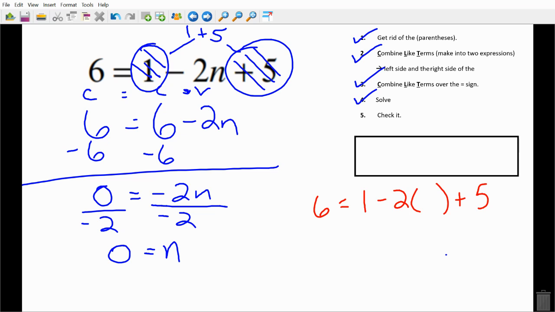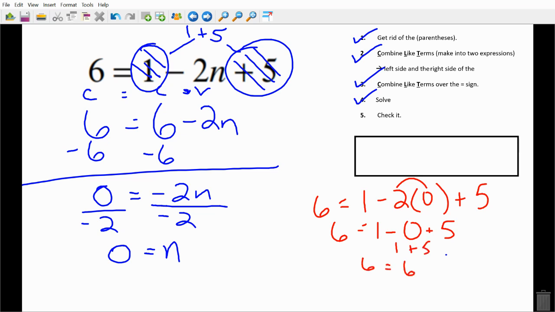What are we going to have to do here? We're going to plug in our 0. We're going to get negative 2 times 0, which is 0. Bring down our 1. Bring down our 5. Bring down our equal sign and our 6. We're going to combine like terms. What is 1 minus 0? 1. What's 1 plus 5?